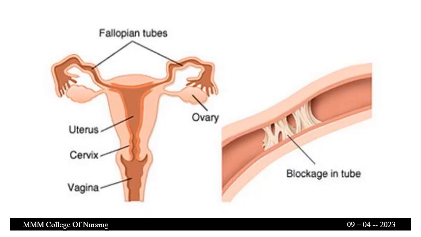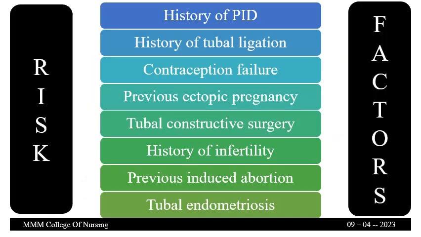So this is the normal anatomy. So the white fibrous layer, as you see in the previous picture, is shown bigger here. See the blockage in the tube. So that is the blockage in the fallopian tube.